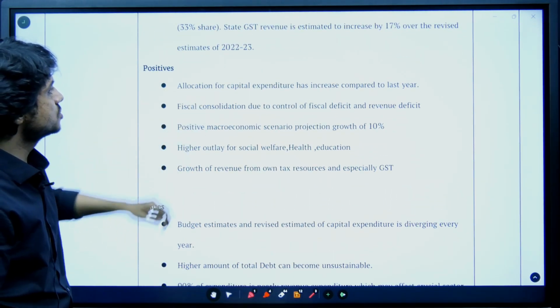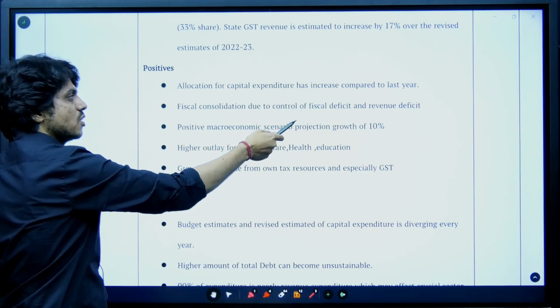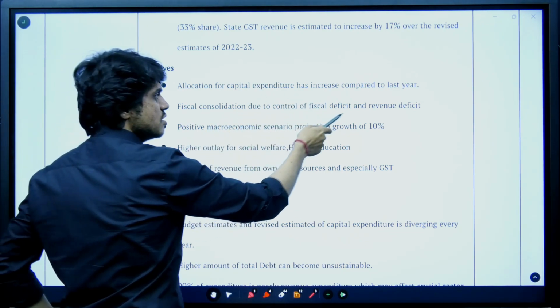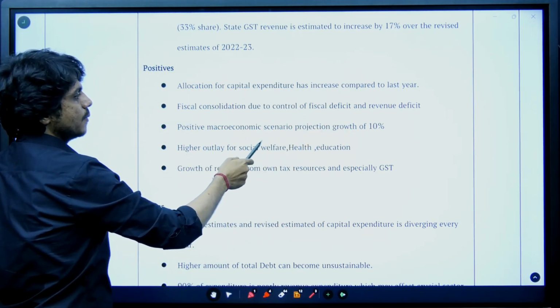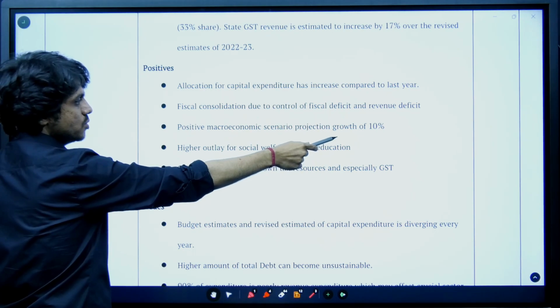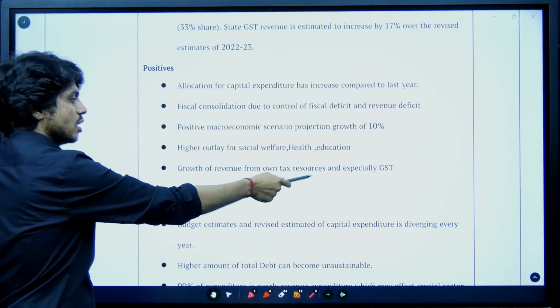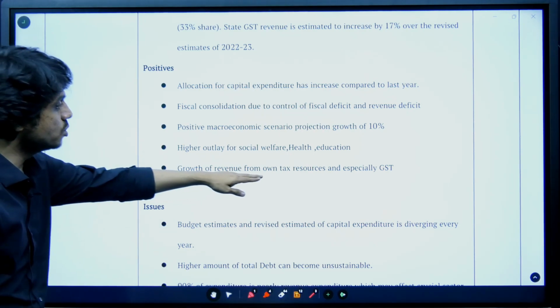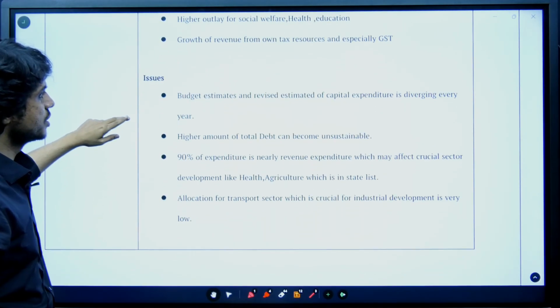So positives, what are the positives? Allocation of the capital expenditure has increased compared to the last year. Fiscal consolidation is happening. Due to this, fiscal deficit and the revenue deficit are coming down. Okay, and then macroeconomic scenario is very good. Growth rate of 10%. Higher outlay for the welfare, health, education, and then growth of revenue from the own tax resources and especially GST. These are the good points we can see from the budget.